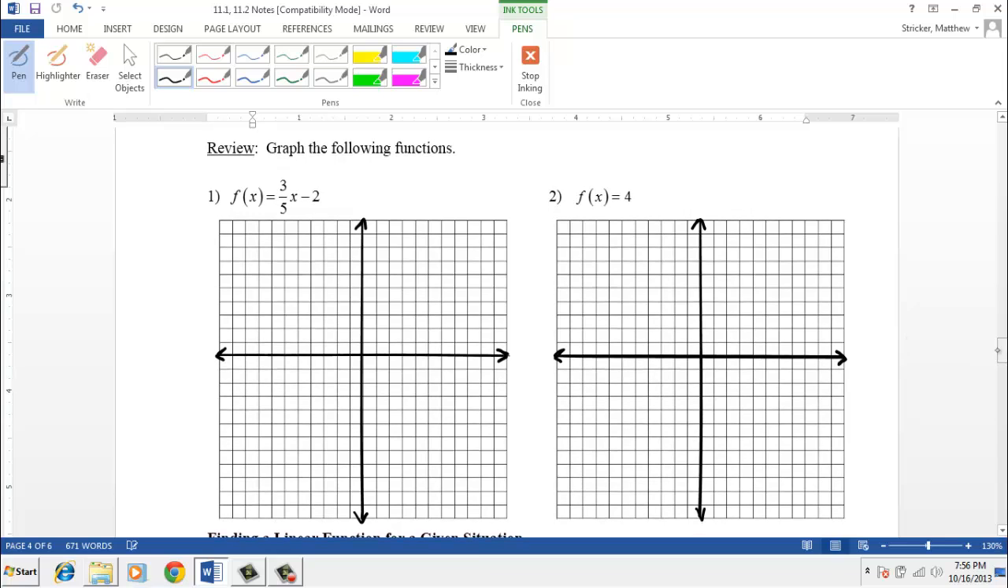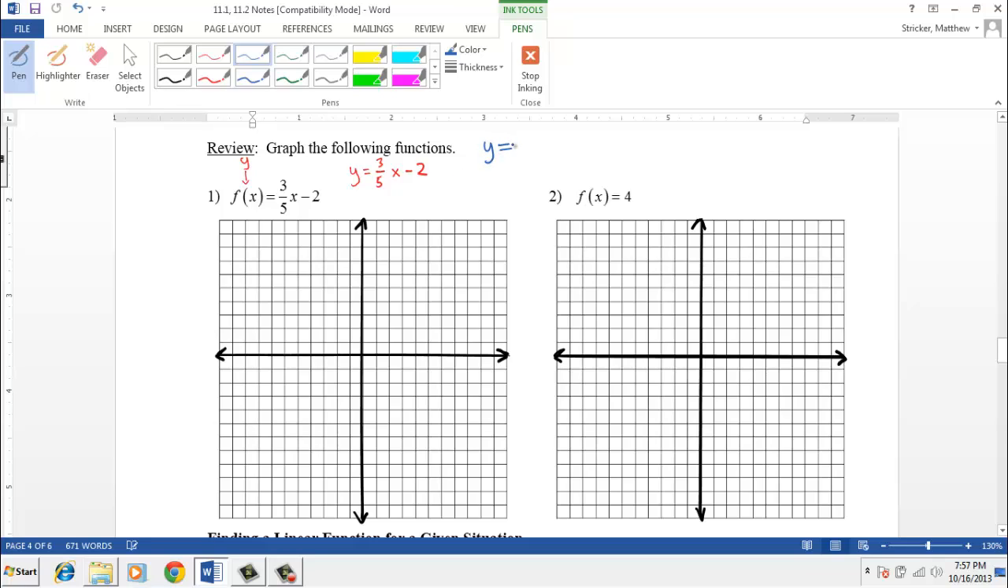because we know that the f of x, this is just like y. So this equation is really y equals 3/5 x minus 2. We're used to being able to graph equations like this because we know two things about our line. What do we know?